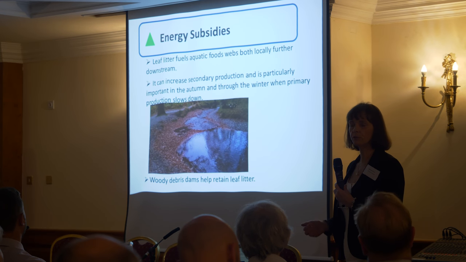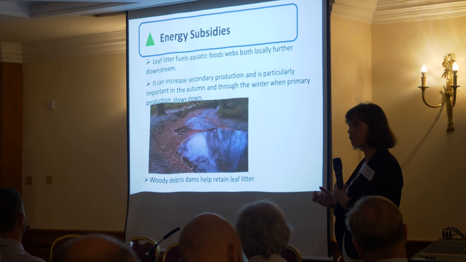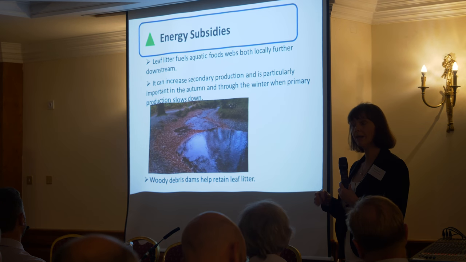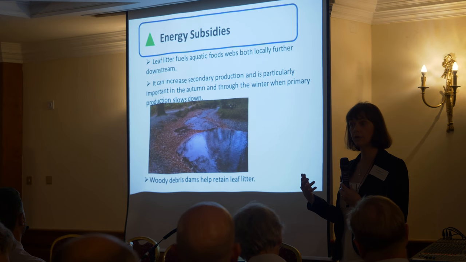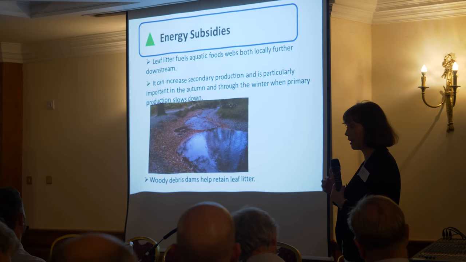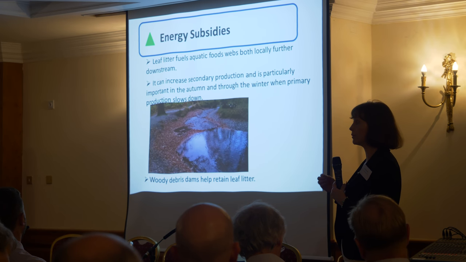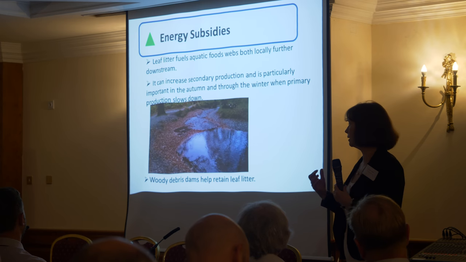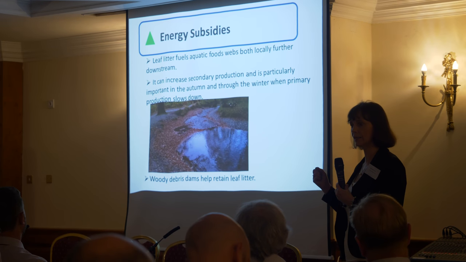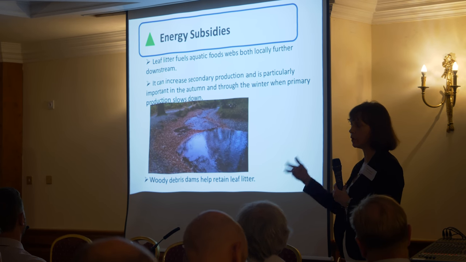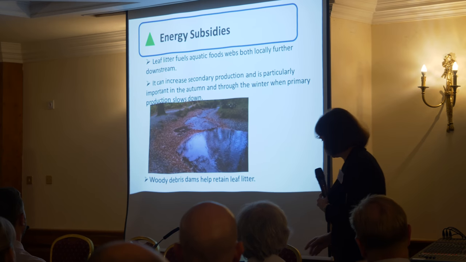Another important input from woody riparian vegetation is leaf litter. And that leaf litter fuels aquatic food webs both locally and further downstream. It can and it does increase secondary production, so you get higher abundances of invertebrates, for example, where you have a high input of leaf litter. And it is particularly important in the autumn and the winter when water temperatures are low and you get very little biofilm production. And of course, woody debris dams can help retain some of that leaf litter. And that's part of the problem in some of the upland regions, that you don't have that retention of deciduous leaf litter.